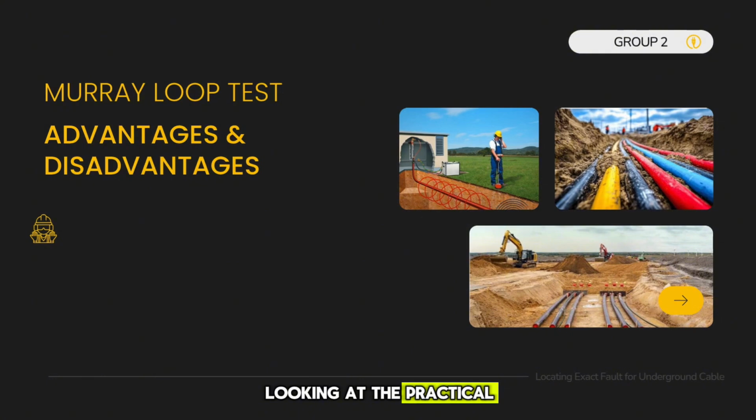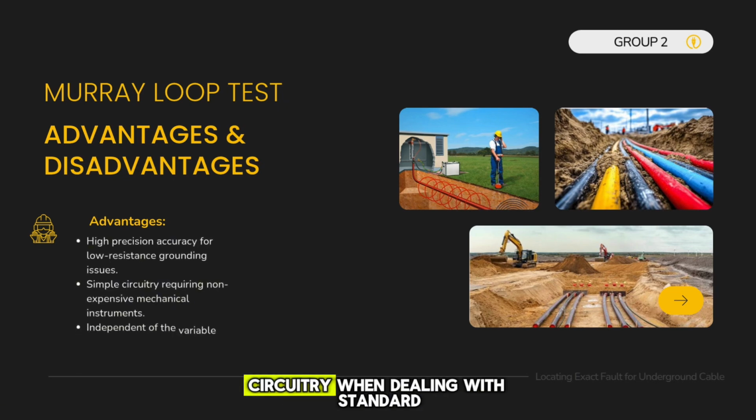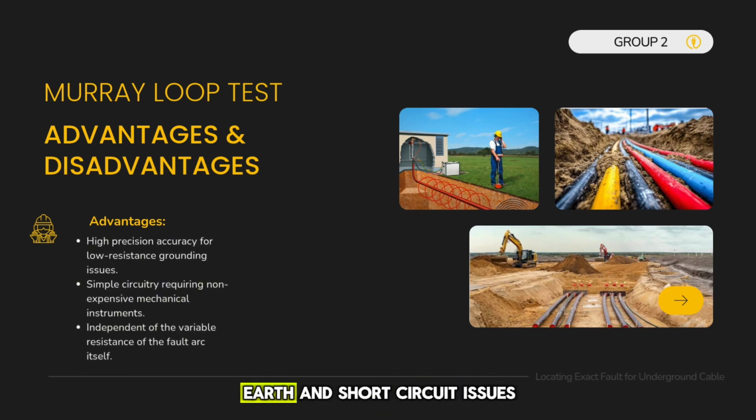Looking at the practical advantage and disadvantage, the primary benefit of the Murray loop test is its long-standing accuracy and simple circuitry when dealing with standard earth and short-circuit issues. It is also entirely unaffected by the resistance at the fault point itself.